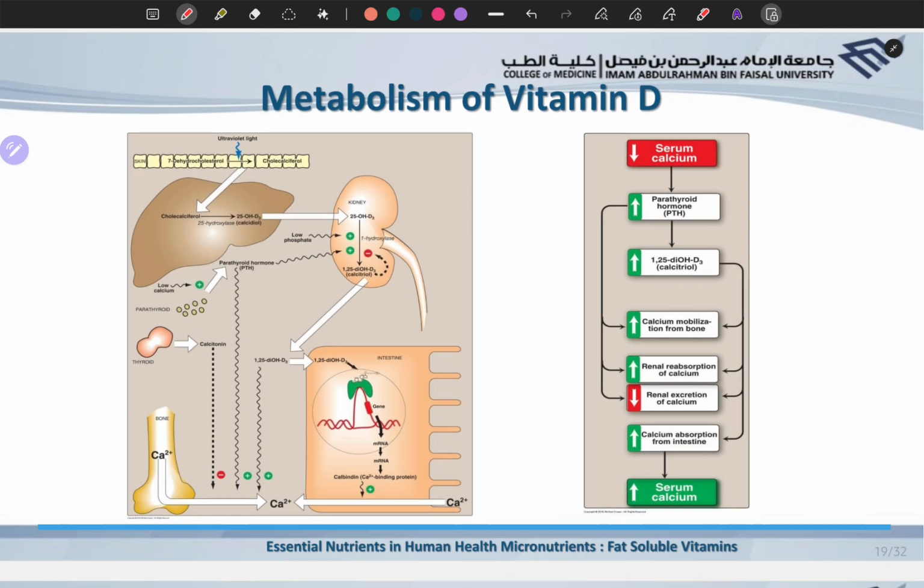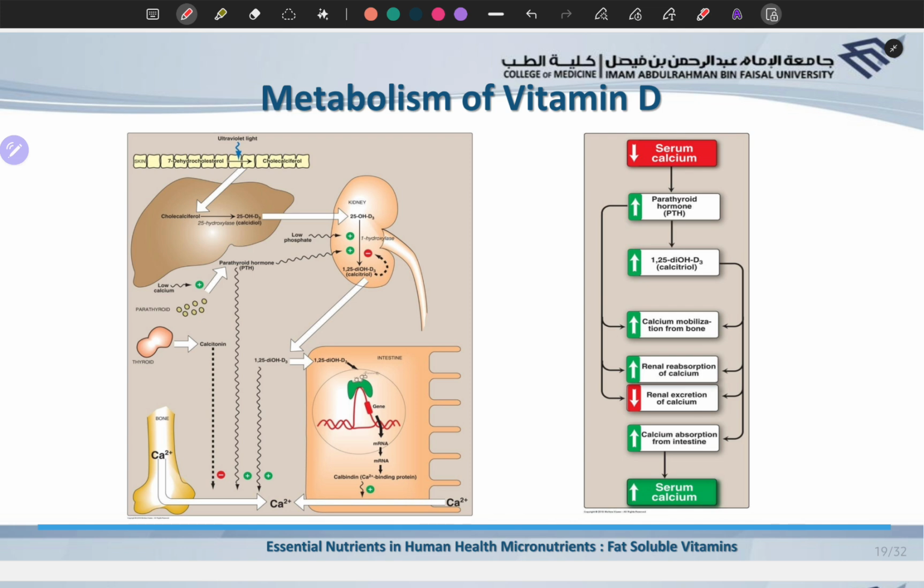So sunlight, you see here, is converting 7-dehydrocholesterol to cholecalciferol, vitamin D3. This is not the active form. It needs to undergo hydroxylation steps, first in the liver, second in the kidney. First hydroxylation, 25 hydroxylase, forming 25 OH D3. Second hydroxylation in the kidney, forming 1,25 dihydroxy D3 in the presence of 1 hydroxylase.